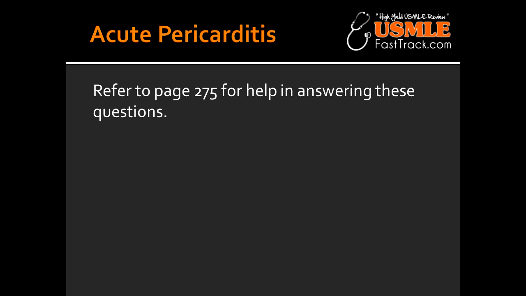What are some of the causes of serous acute pericarditis? Some of the causes of serous acute pericarditis are viral pericarditis. There's also non-infectious inflammatory disease that causes serous pericarditis, which includes rheumatoid arthritis and SLE, which stands for systemic lupus erythematosus. What are some of the causes of suppurative/purulent acute pericarditis?